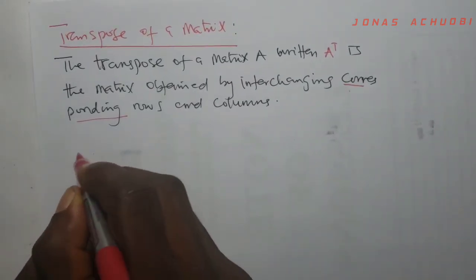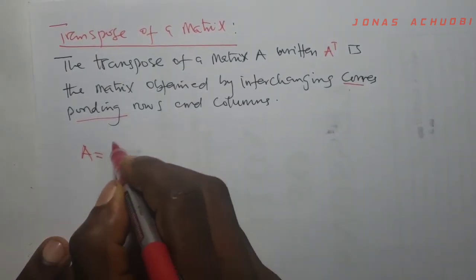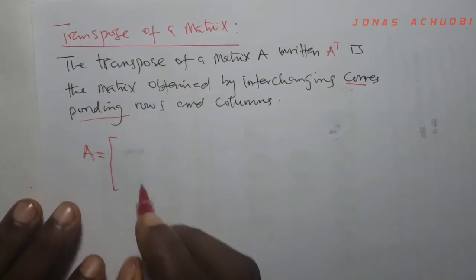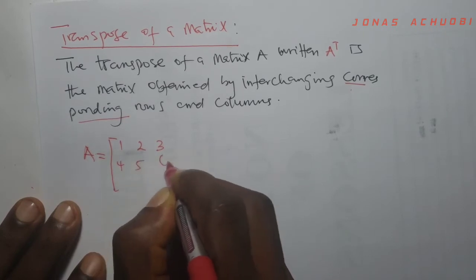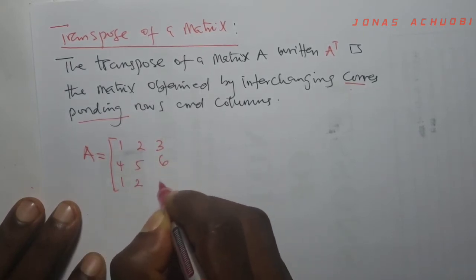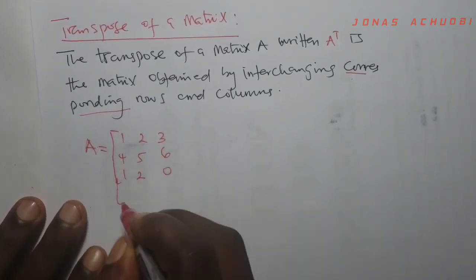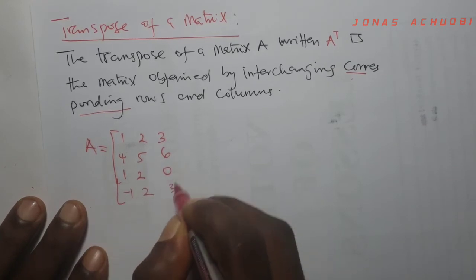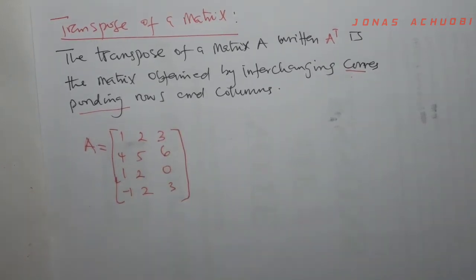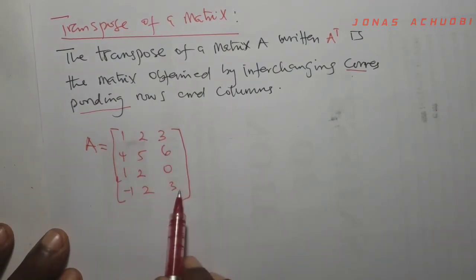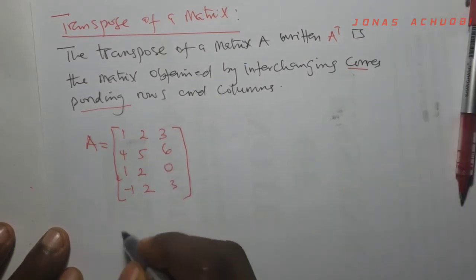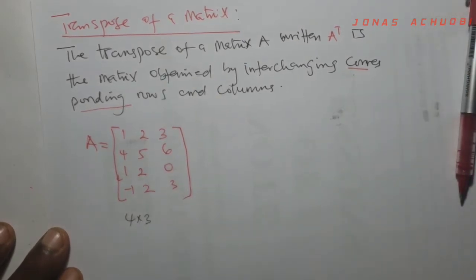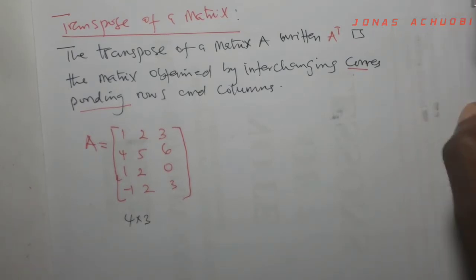Very simple. If I have a matrix, say matrix A, it mustn't be a square matrix, take note, with entries 1, 2, 3, 4, 5, 6, 1, 2, say 0. In fact, let me use something that's not square. Negative 1, 2, and 3. Now, this matrix is of what order or dimension? Let us see. 1, 2, 3, 4 rows, and how many columns? 1, 2, 3 columns. So this is a 4 by 3 matrix. It's not a square matrix.